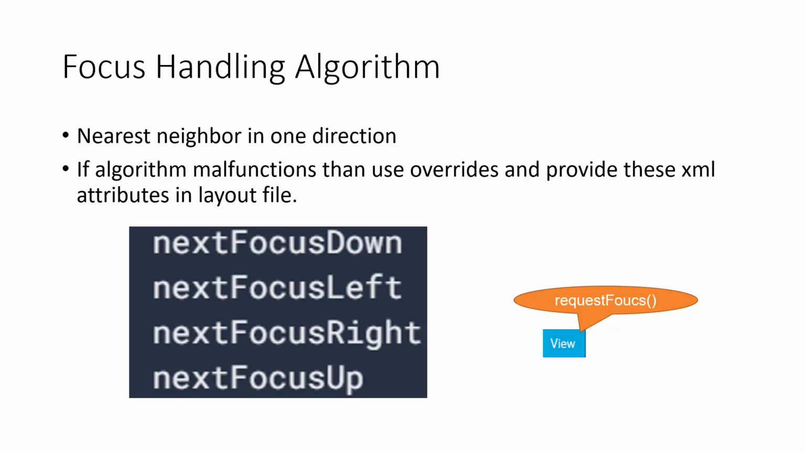You can override this request focus, and in that request focus you can define the next focus down, next focus elements. These are elements to which you can provide an XML attribute, and you can assign these attributes to the view elements. This will be the next focus down. This will be the element which is going to get focus from the left. This is next focus right. This is next focus up.